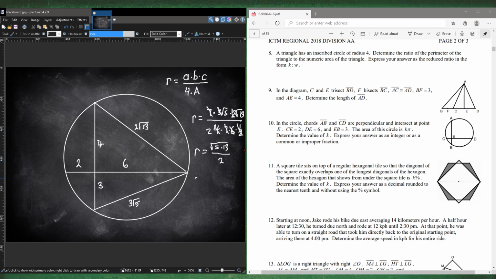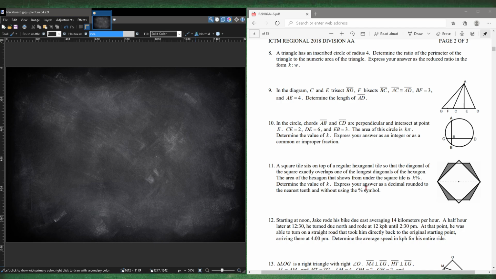Our radius is calculated, but the area of our circle is calculated by pi r squared, and that's equal to our k pi. So our k is equal to r squared, so we just need to square this. Square root of 5 times 13 squared is just 5 times 13, which is 65. And then 2 squared is 4. So our value for k is 65 over 4. Okay, and that's the answer for number 10.